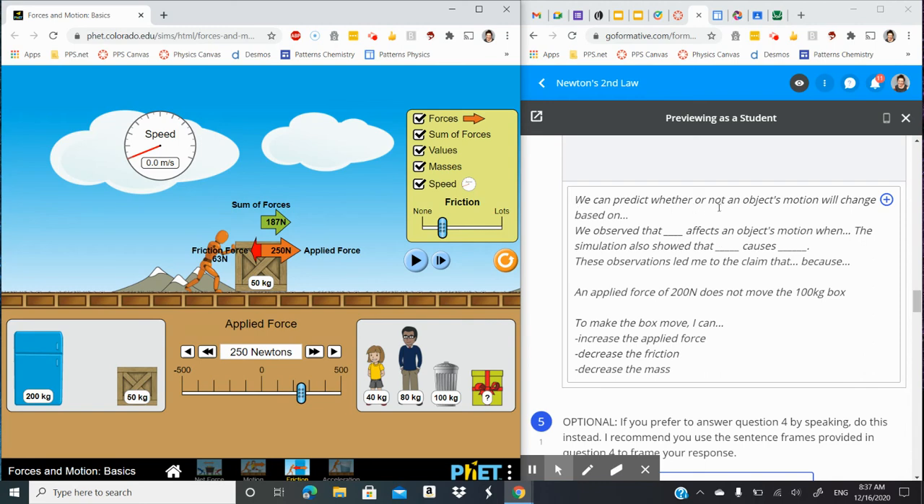So we can predict whether or not an object's motion will change based on, and you'll state your answer, because we observed that blank affects the object's motion when, and also the simulation showed us that blank causes blank. These observations led me to the claim that, and then you'll repeat yourself a bit, because, and you will restate how the science works there. Okay, so that's question 4.